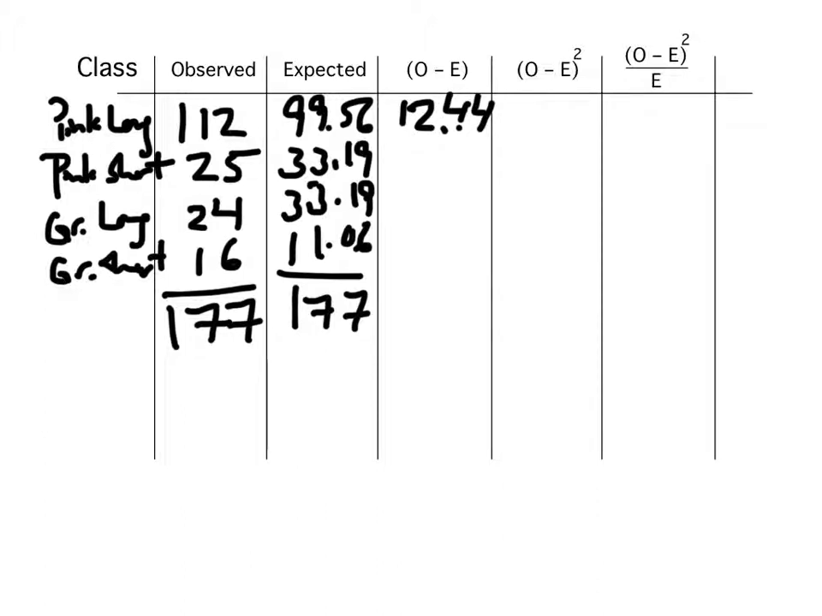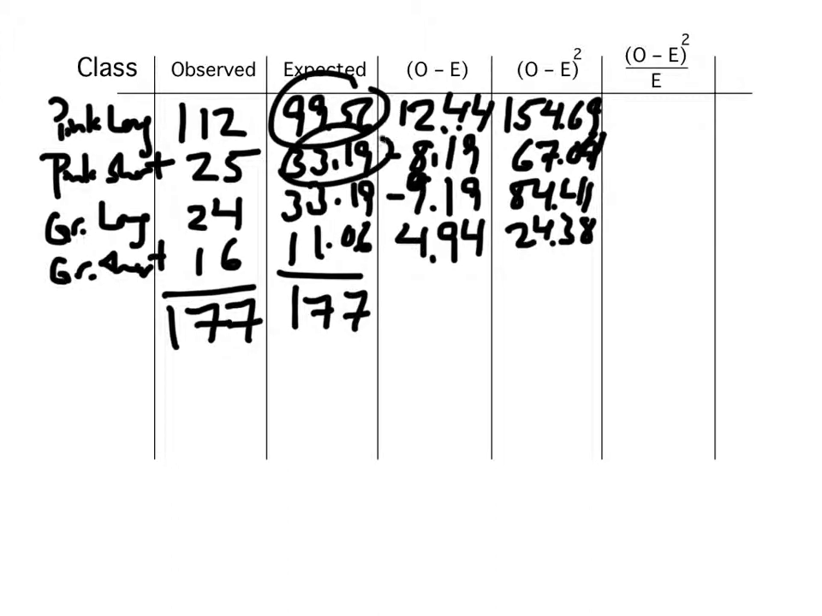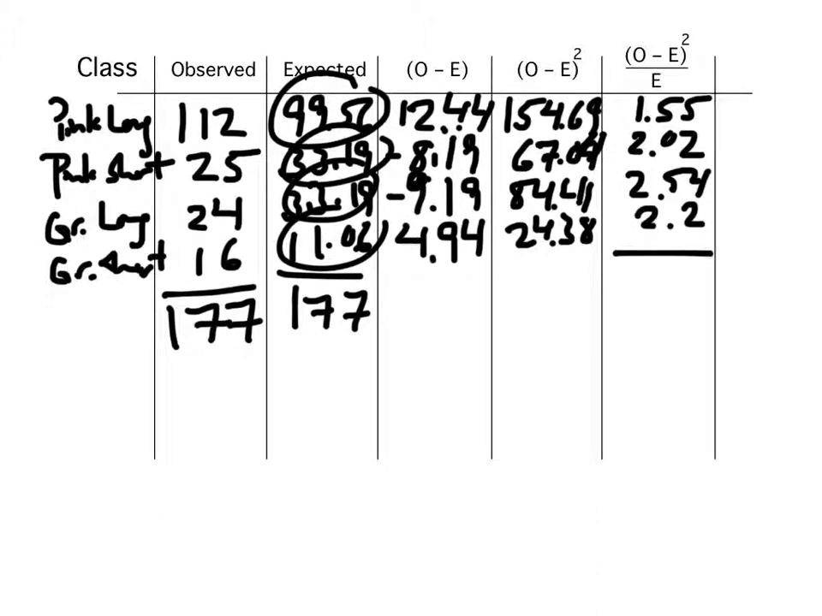Okay, so again, the math is the same as before. 12.44 with rounding, negative 8.19, and again, negative 9.19, and 4.94. Okay, I square all those values and I get 154.69, and I get 67.04, 84.41, and 24.38. I divide each of those by the expected values, and I get 1.55, 2.02, 2.54, and 2.2. Add all those up, and I get 8.31.